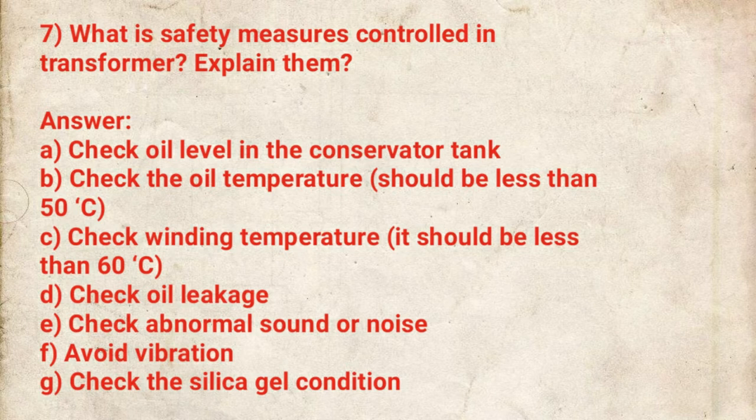What are the safety measures to be checked in a transformer? Explain them. Answer: Check the oil level in the conservator tank. Check the oil temperature, it should be less than 50 centigrade. Check the winding temperature, it should be less than 60 centigrade. Check oil leakages. Check abnormal sounds or noise. Avoid vibrations. Check the silica gel condition.